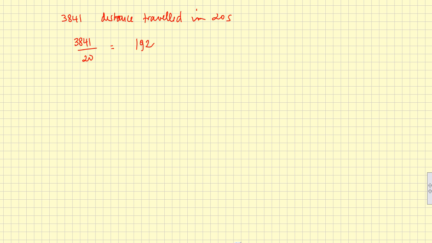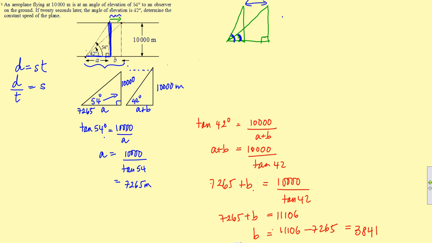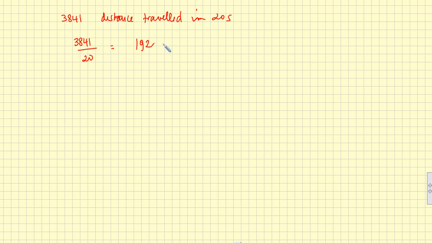All right, but this is calculated. Now let me just go back for a second. This is calculated in meters. So this would be 192 meters per second. If we wanted to swap this into kilometers per hour, because we normally don't measure speed in meters per second, then I would say 192 meters per second, and I'm trying to get this into kilometers per hour.